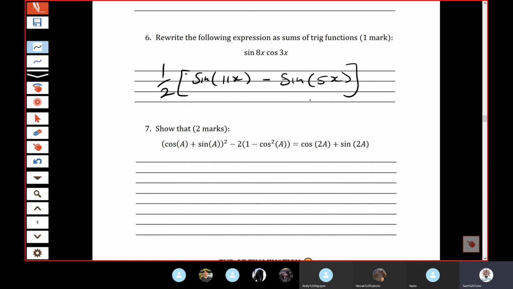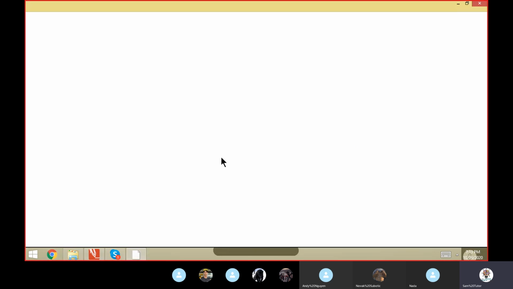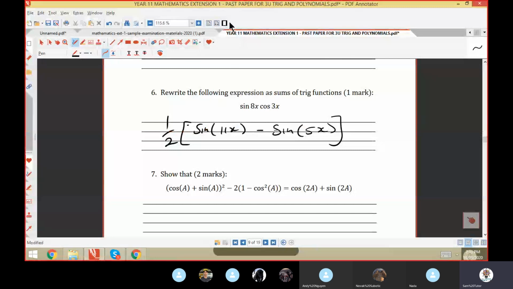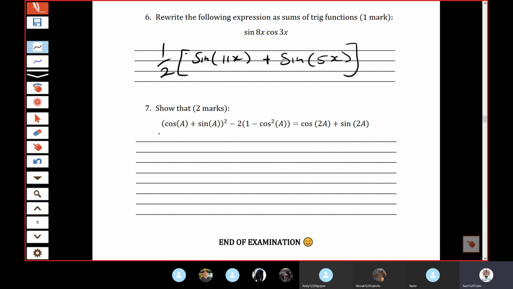We're waiting. It's going to be a while with you. All you've got to do is just type in formula sheet. Got it out? So what is it? Sine times, it's plus minus a minus, so plus, and then there should have been a plus and then minus. Good. Easy 1 mark. So add them together and then subtract them. Okay, number 7.